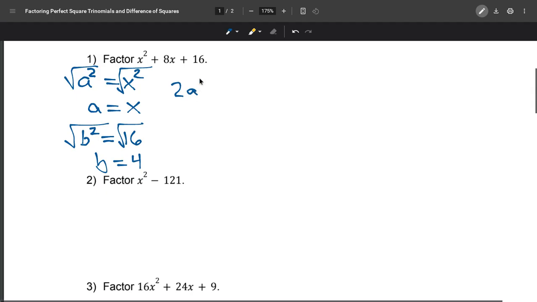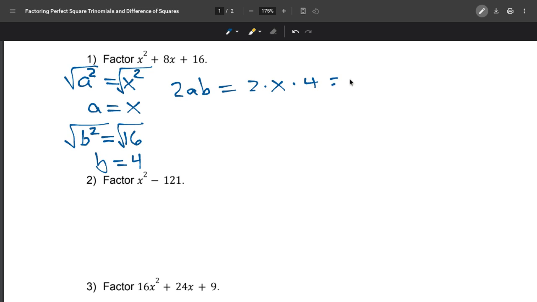2ab equals 2 times x times 4, equals 8x. So this middle term is 2ab, so this fits the pattern. So remember, a perfect square trinomial will factor into the form a plus b squared. So this simply factors into x plus 4 squared.